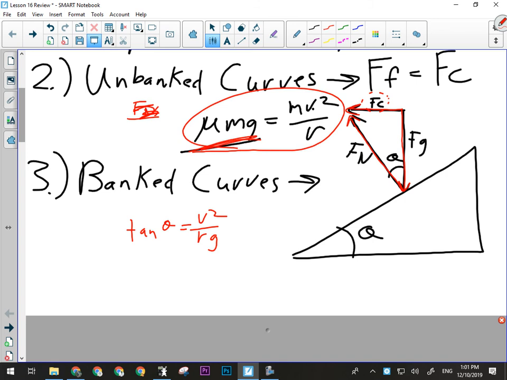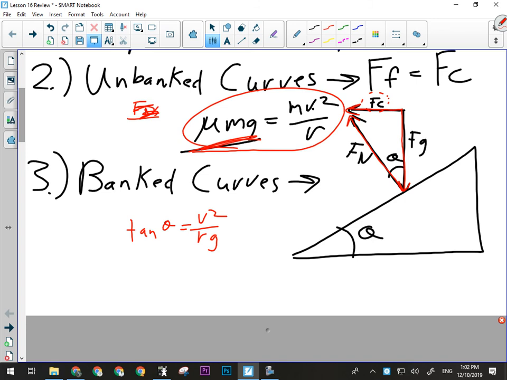All right, could there be some multiple choice questions about bank curves? Yes, there could be, as long as you understand how they work. Banking the curve brings in other forces that we can use that have components directed towards the center of the circle, acting as centripetal forces. What was the main reason for building bank curves?